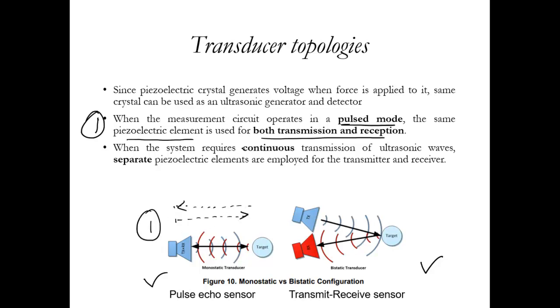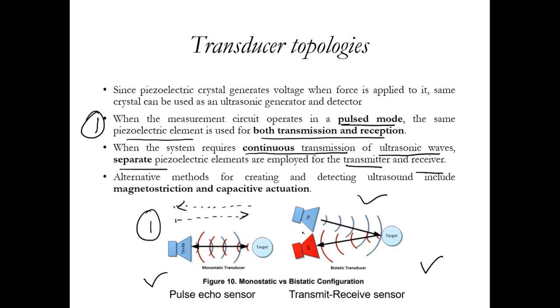When there is a requirement of continuous transmission of the ultrasonic waves, then we use separate elements for the transmitter and the receiver. This is how it acts. The transmitter transmits the signals, the sound waves, to the target, and then they are reflected to the receiver. So we can have a separate transmitter and receiver. And these are the two topologies.